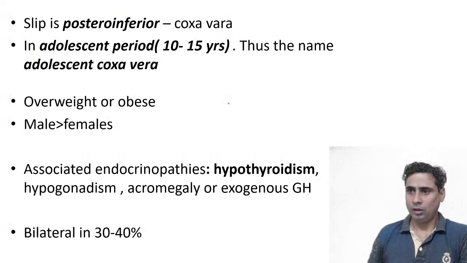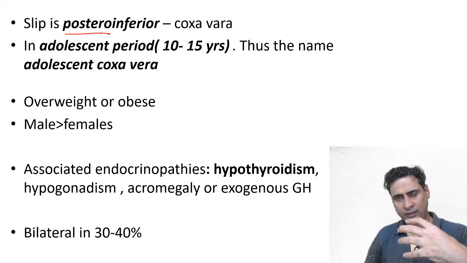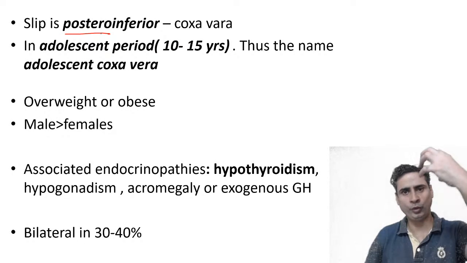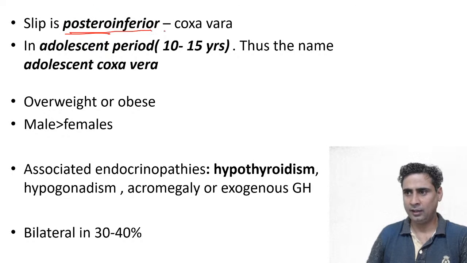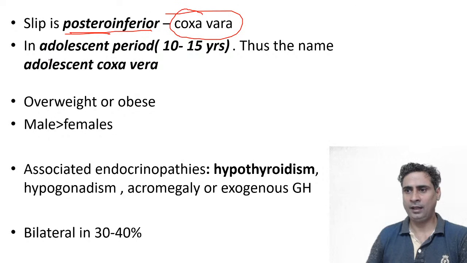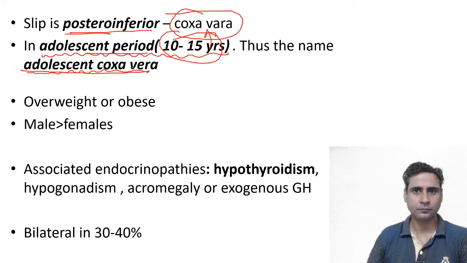Now most of the time this slip is in the inferior direction and posterior direction. Due to inferior slip there will be a decrease in the neck or head shaft angle, which is known as coxa vara, and the usual age group affected is the adolescent period, 10 to 15 years. Now in the adolescent period it is causing coxa vara, that is why it is also known as adolescent coxa vara.